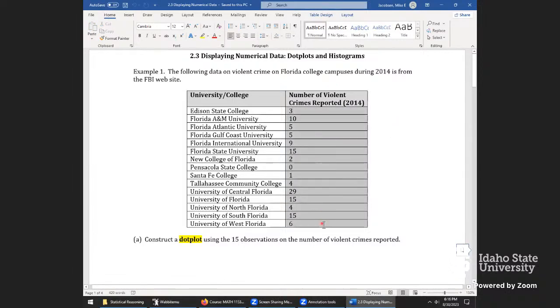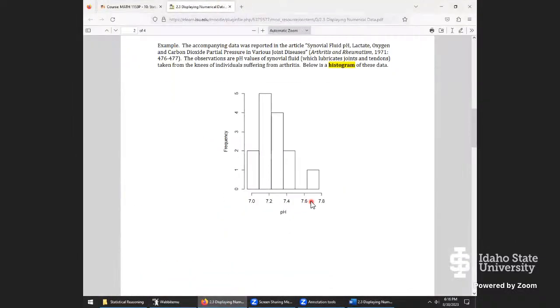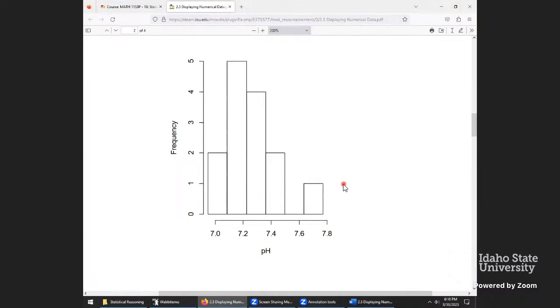Now, if we took all these numbers and put them in a histogram, this is about what the histogram would look like. It's not correct. This is a different study, but it would look about like this right here. So that's our typical histogram.